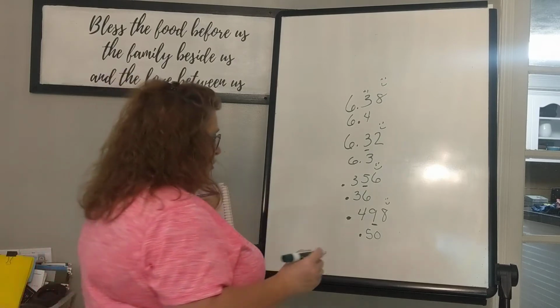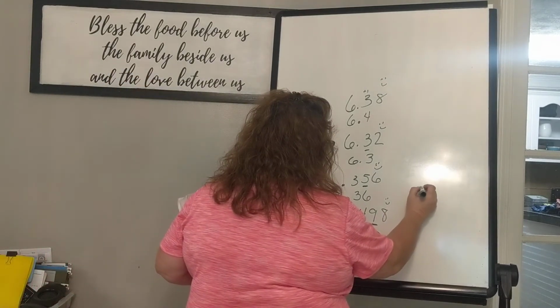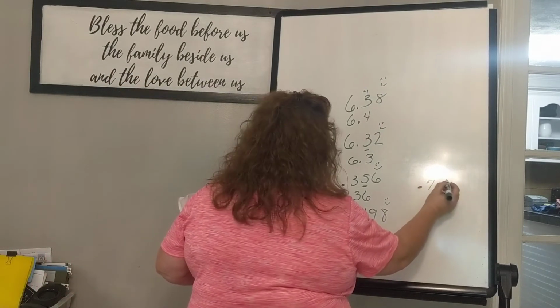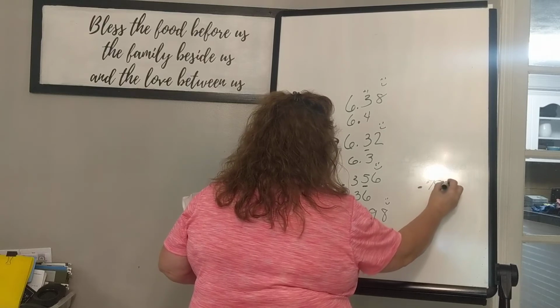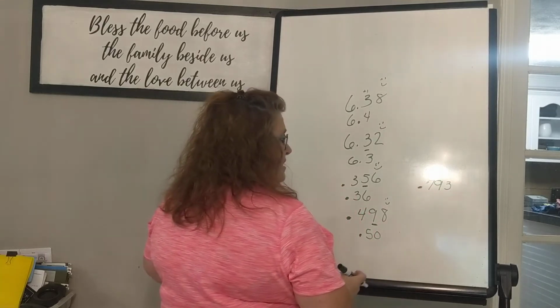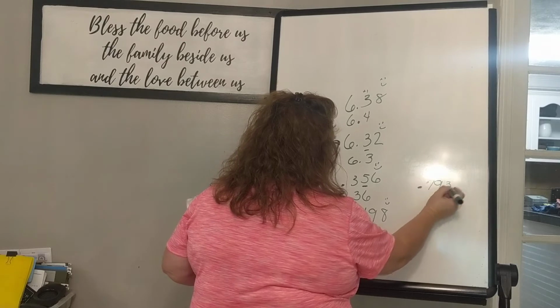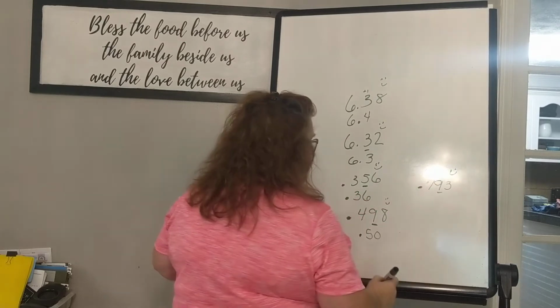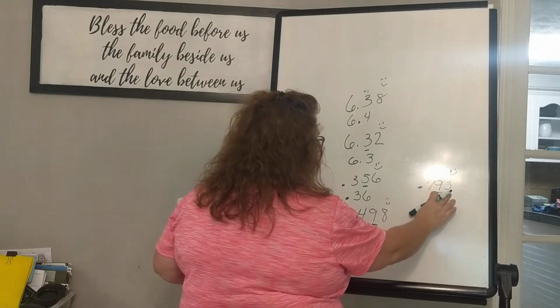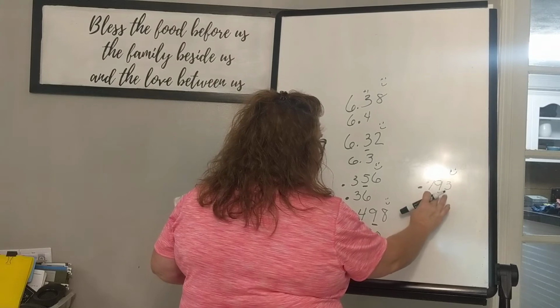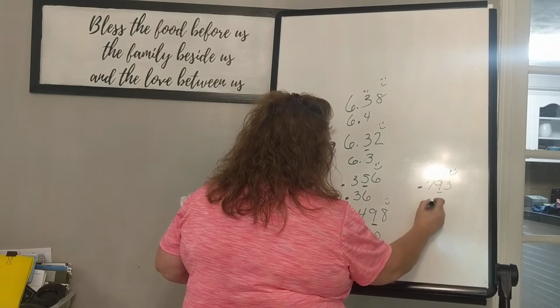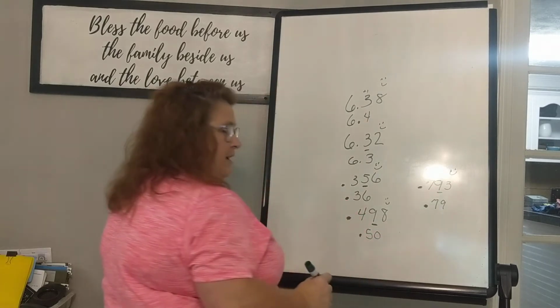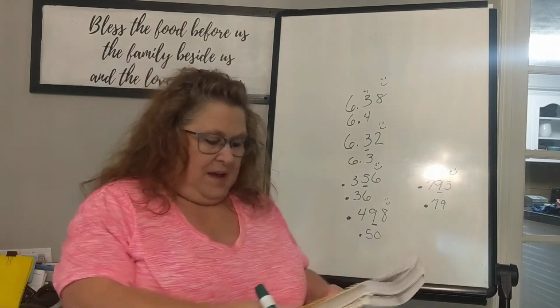Okay, and let's do one more. If we have 0.793, we're rounding to the nearest hundredth. Here's our hundredths place. The digit after is our looker digit. As long as it's less than 5, we can just leave our number we're rounding to the same, 0.79. Okay? So that is how that goes.